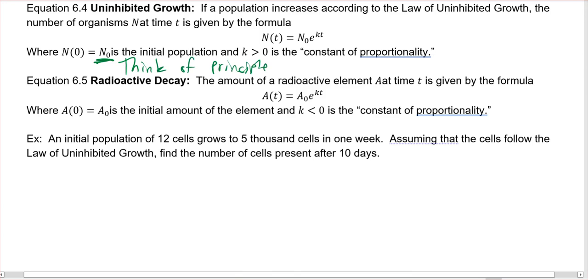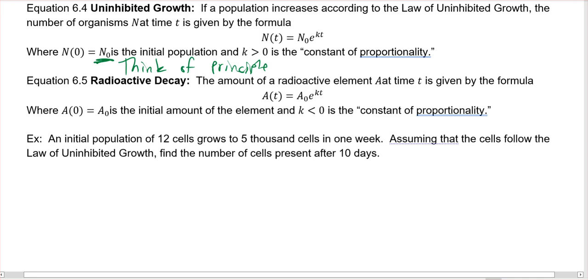Principal. So it's just like those investments where we had continuous compounding, but we're just using different symbols here. Okay, so we're going to have both growth and decay. With growth, we're going to be increasing, and with decay, we're going to be decreasing our amount. Okay, so let's check out this first example.